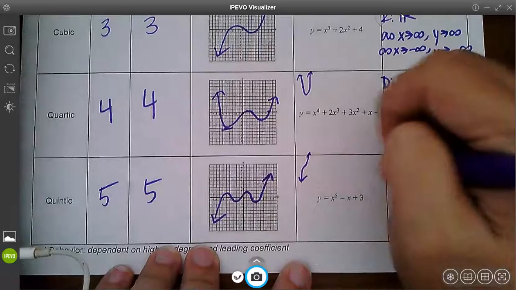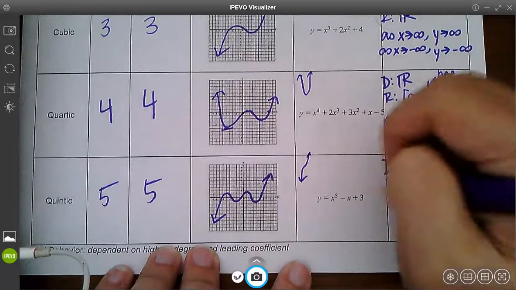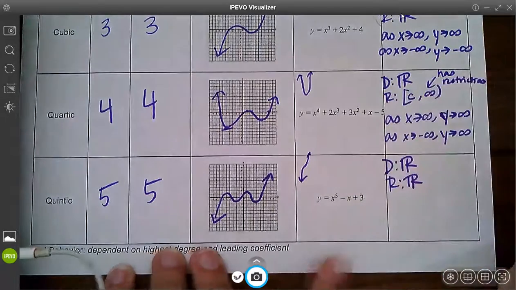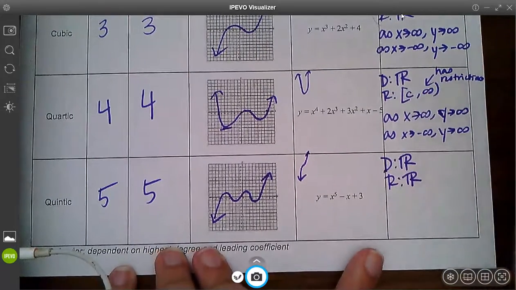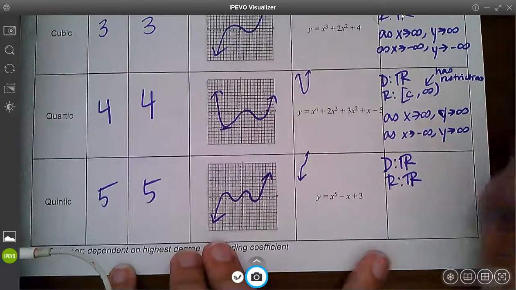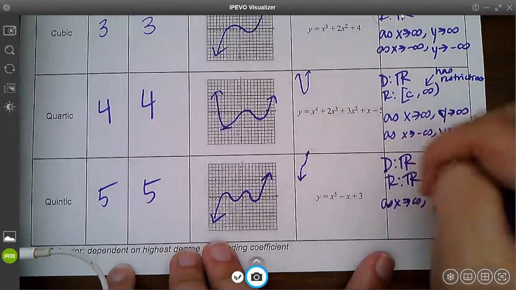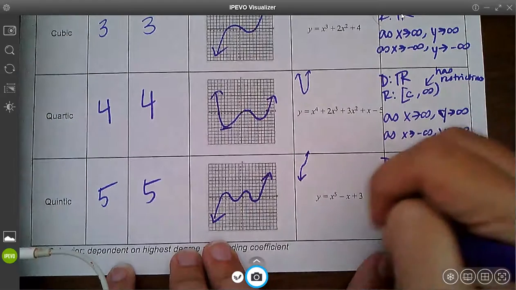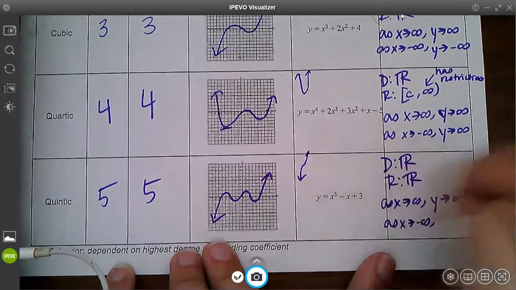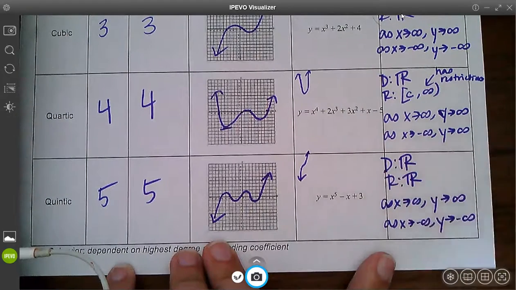My domain is always all real numbers. My range is always all real numbers. And like a cubic and a linear, your end behavior is going in opposite directions. So as x goes to infinity, y is going to infinity. And as x goes to negative infinity, y is going to negative infinity.